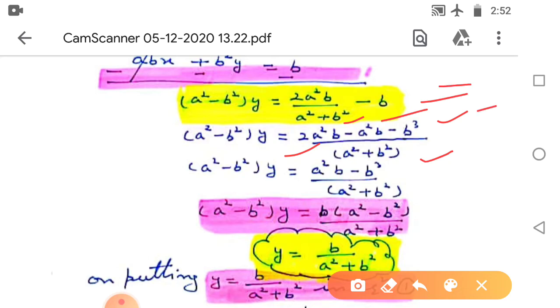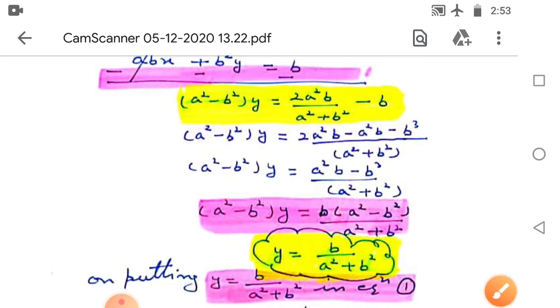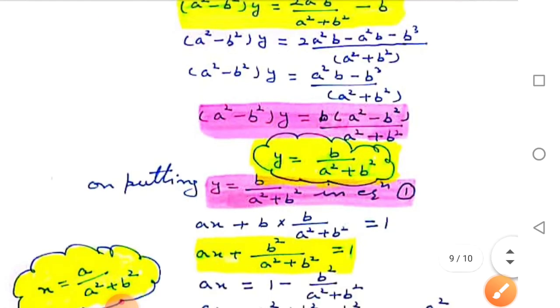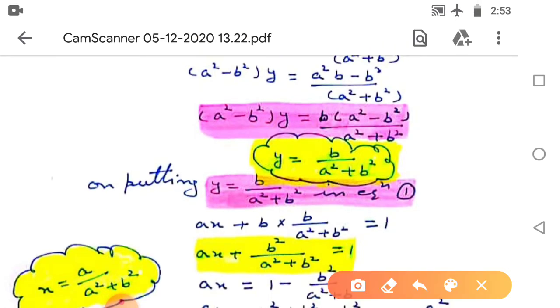Right? And when you solve the right-hand side, it becomes a²b − b³, and in the denominator we have a² + b². Finally, the value of y is b upon (a² + b²). Right? This is gone, so y is equal to b upon (a² + b²).